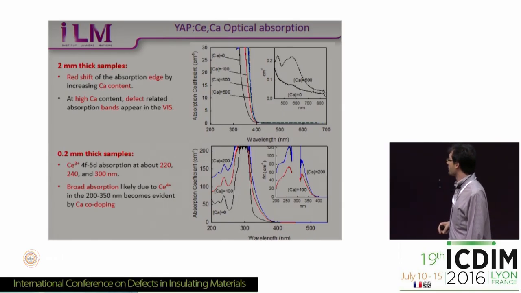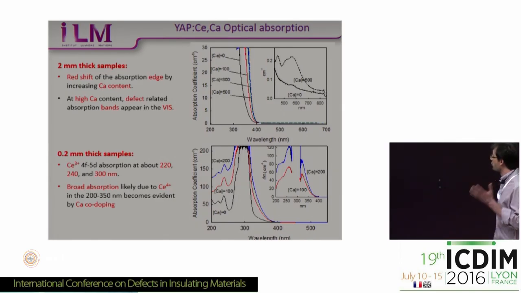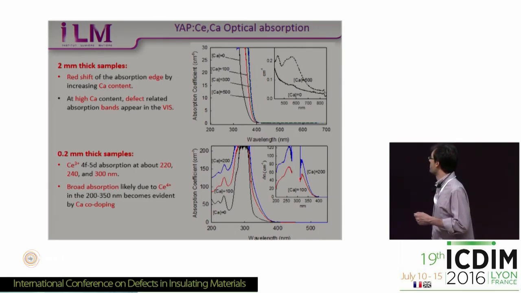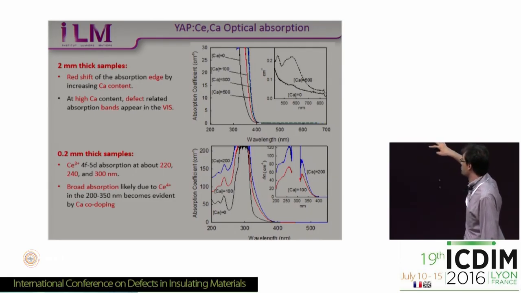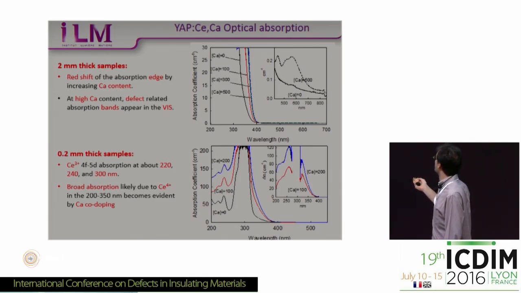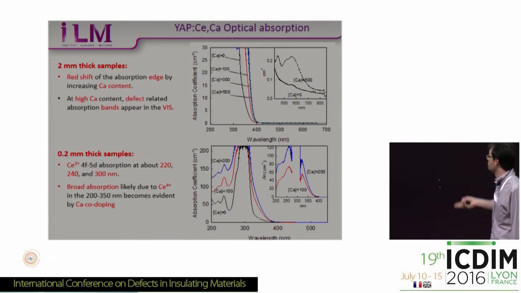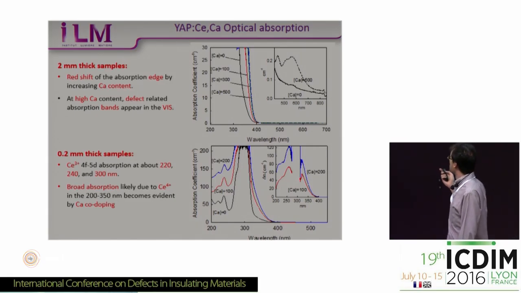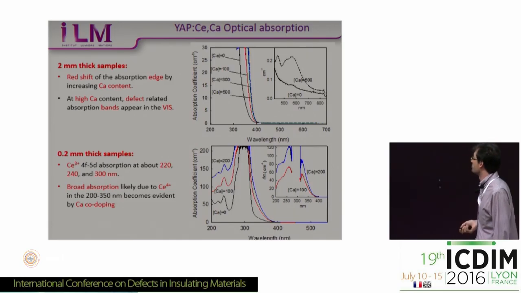If we calculate the difference spectrum between the co-doped samples and the one doped exclusively with cerium, what we see is that we have a broad absorption. The region between 270 and 320 is somewhat unreliable for the shape since the spectrometer was saturating. So this absorption here in the UV at about 270 nanometers is likely related to the formation of cerium 4+.